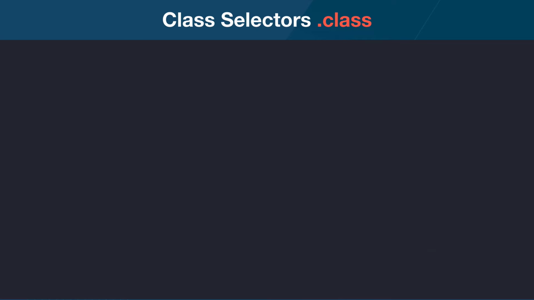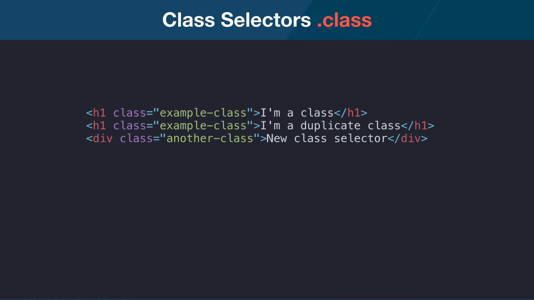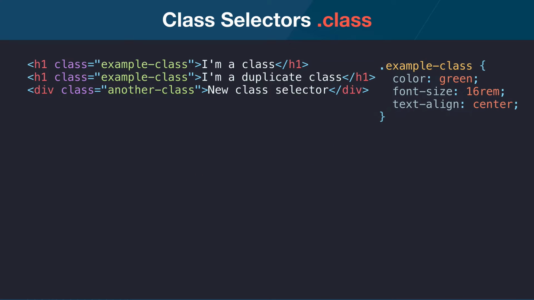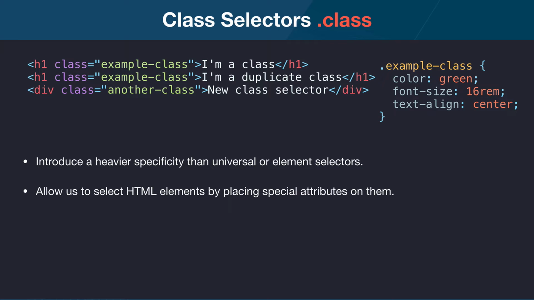Class selectors. What is the .class? Notice that these h1s and divs have a class of example class or another class. We could then style them by writing .example-class, and all the example classes would get the color green, font size 16 rems, and text align center. This introduces a heavier specificity than universal and element selectors. It allows us to select HTML elements by placing special attributes on them. Also, the same class can be used over and over again.